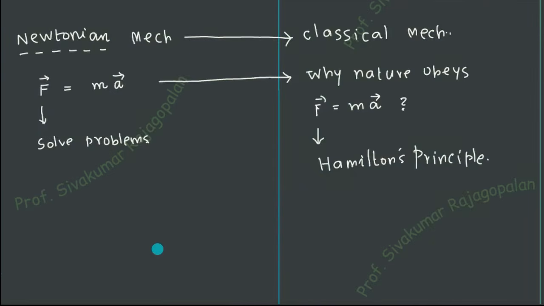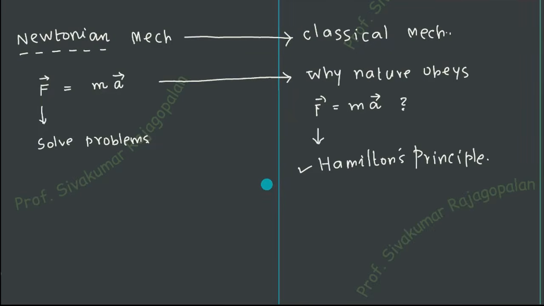your undergraduate course. The objective of classical mechanics is to understand why there should be an equation looking like F equal to ma. That is a question. Now, what is the answer to the question? The answer was discovered by Hamilton. And Hamilton has given a statement. That statement is what is known as Hamilton's principle.